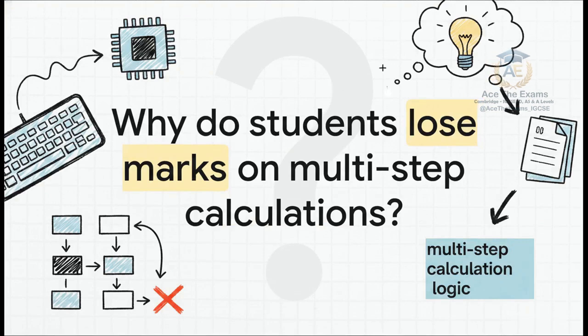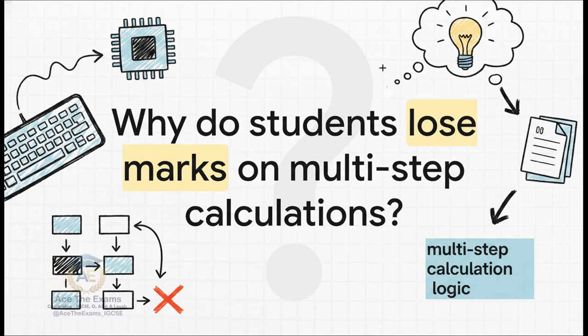So, I want you to really think about this question for a second. Why do so many incredibly bright, hardworking students lose what should be easy marks on multi-step pseudocode calculations? It is incredibly frustrating not just for the students, but honestly for the examiners grading the papers.